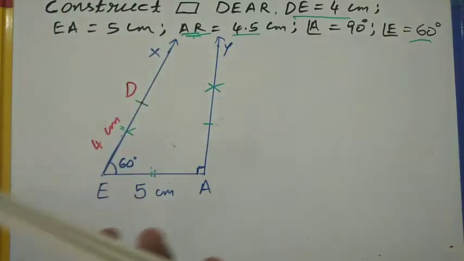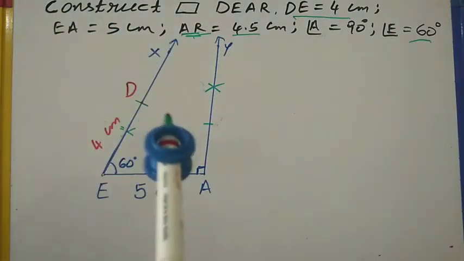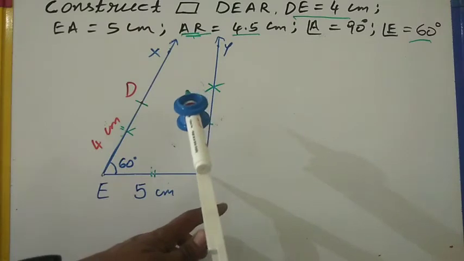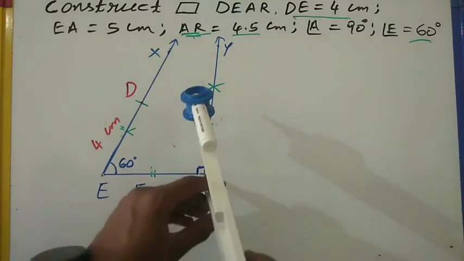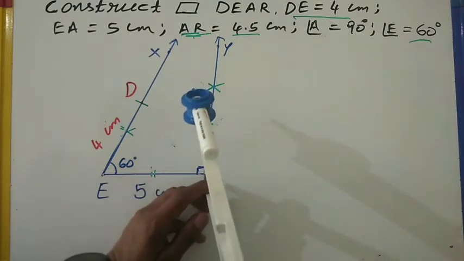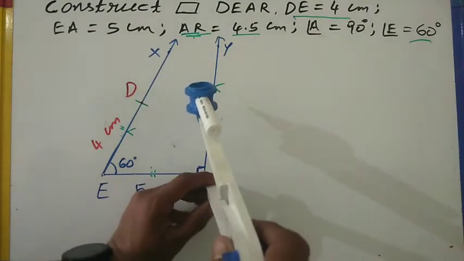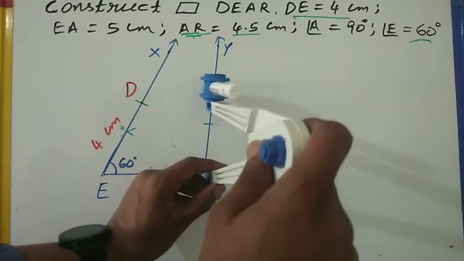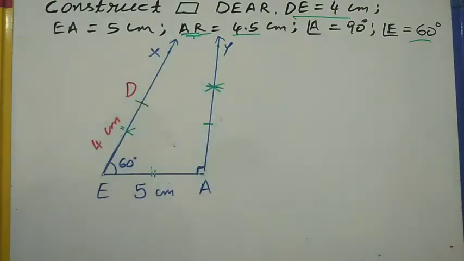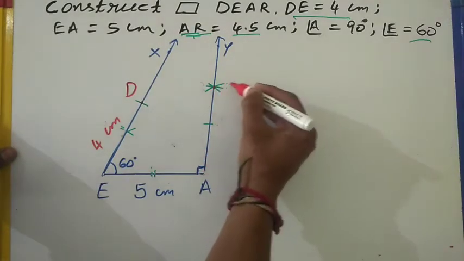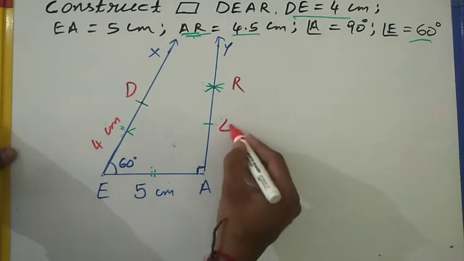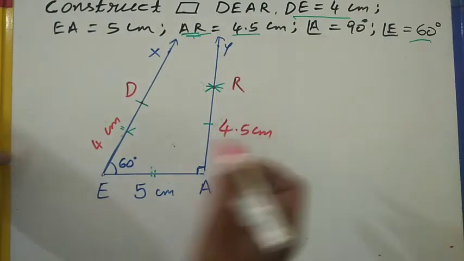So, 4.5 centimeter as the radius of compass I have taken, and I will take the end point A as the center of the metal end and cut the arc. So, it exactly fell on the same point here. So, this is the point R and it is of 4.5 centimeter.